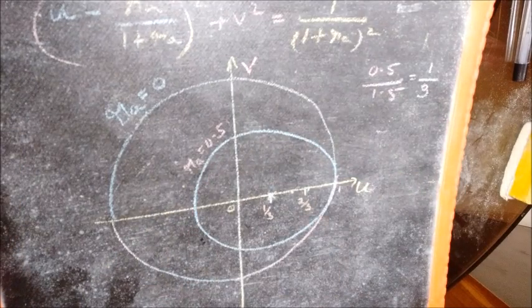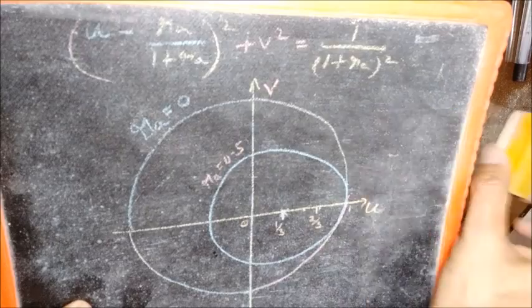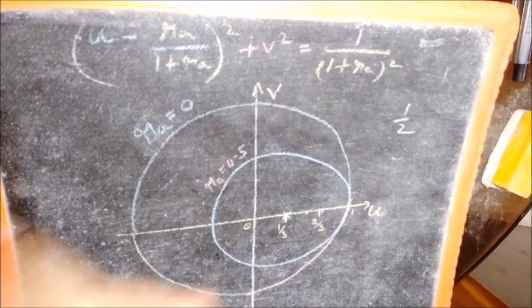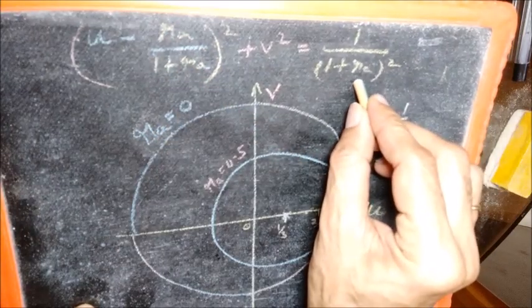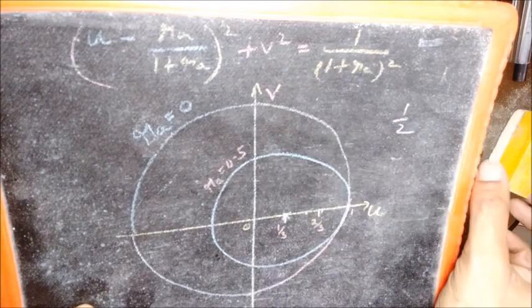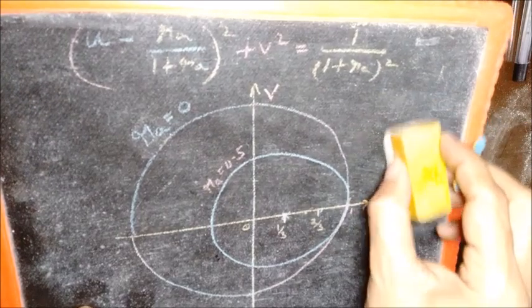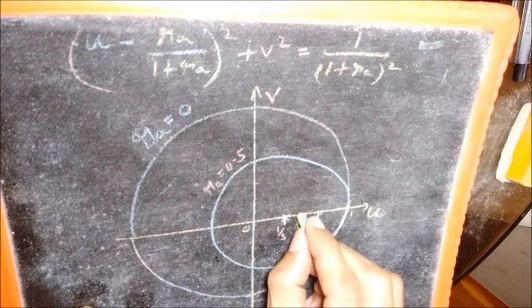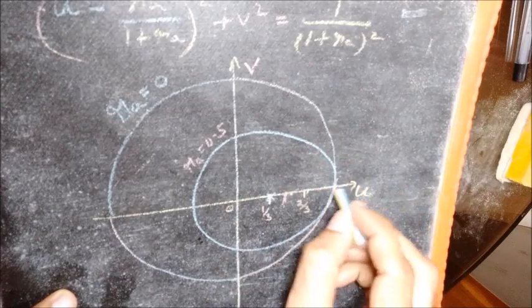And now we will go for RA is equal to 1. So when RA is equal to 1, we have the center at 1 by 2. It's quite simple. RA is equal to 1 means center is 1 by 2 and radius will be 1 by 2. Center at 1 by 2, radius also 1 by 2. So 1 by 2 will be somewhere here. So center is here, radius is also 1 by 2.